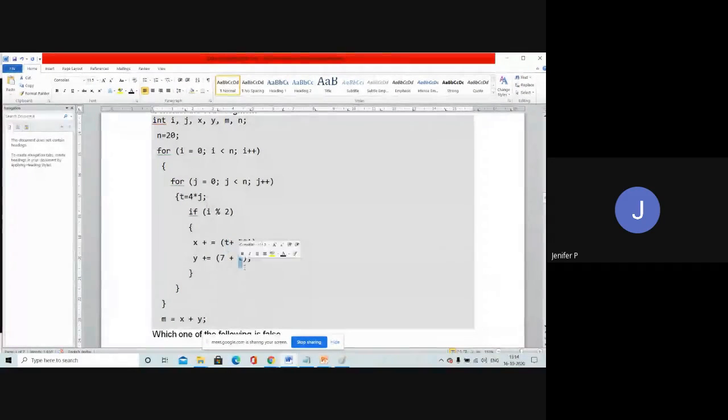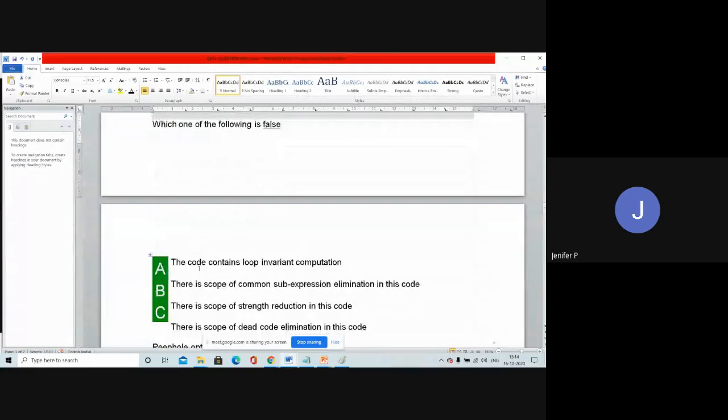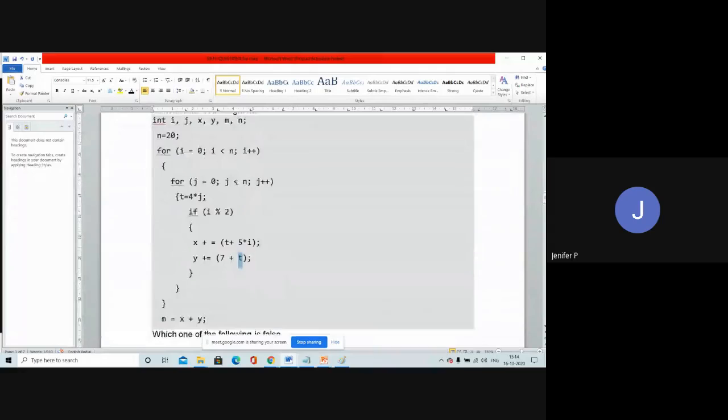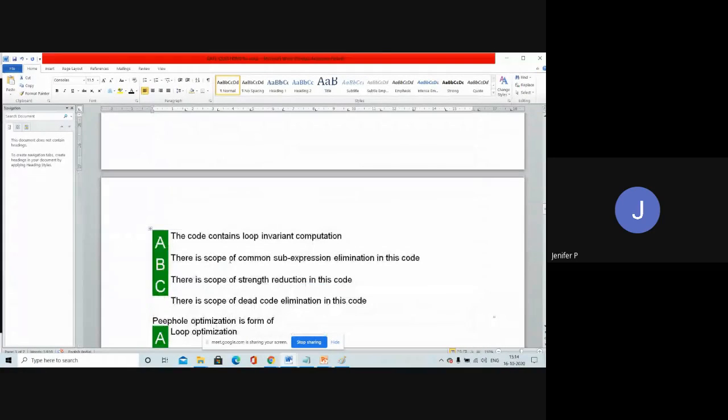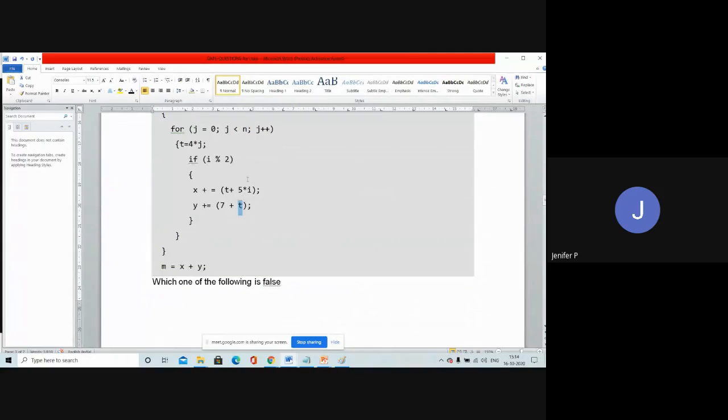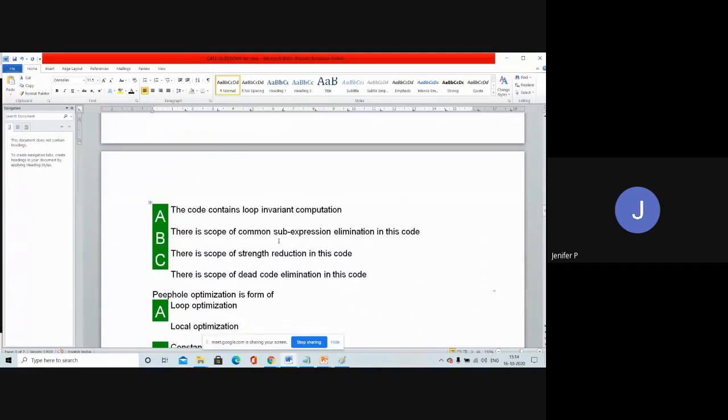Okay, so which of the following is false means the code contains loop invariant computation. ஆமா இருக்குல்ல, i j variable இருக்குது. So this is true only. Then there is a scope of common sub-expression elimination. ஆமா இப்பதான் பண்ணோம், common sub-expression எழுந்துச்சு, we can eliminate it. Then there is a scope of strength reduction.